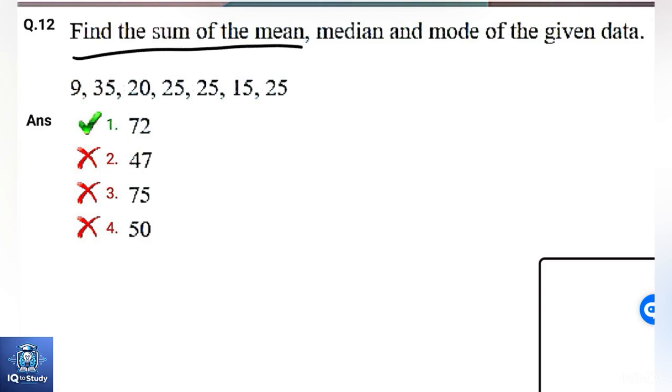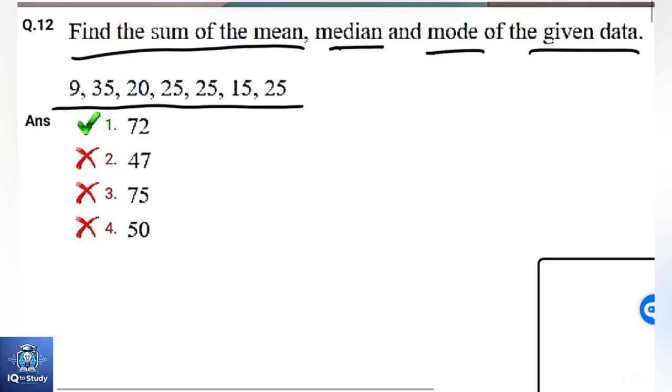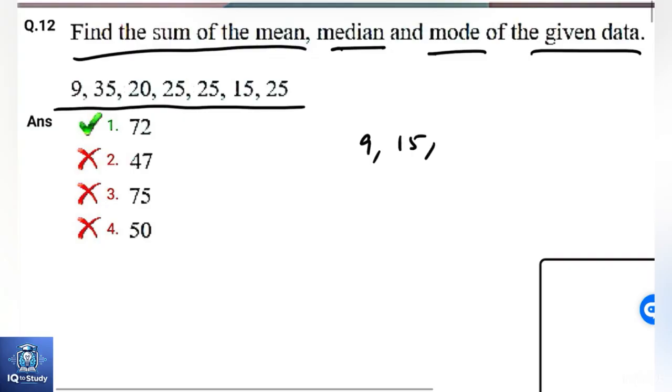Find the sum of mean, median and mode of the given data. Given data is 9, 35, 20, 25, 25, 15, 25. Let's arrange it into ascending order. It becomes 9, 15, 20, 25, 25, 25 and 35.